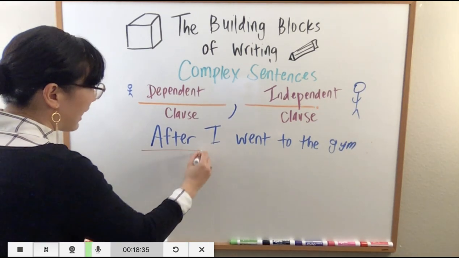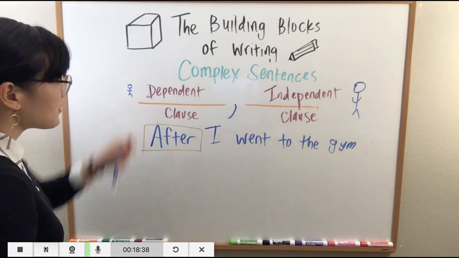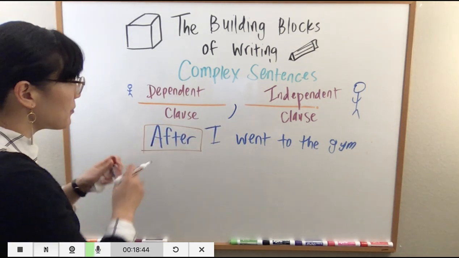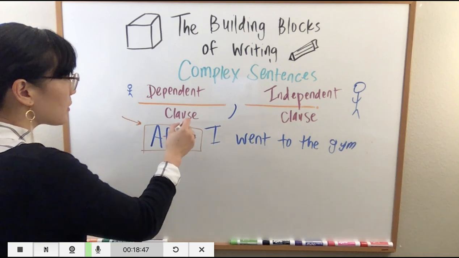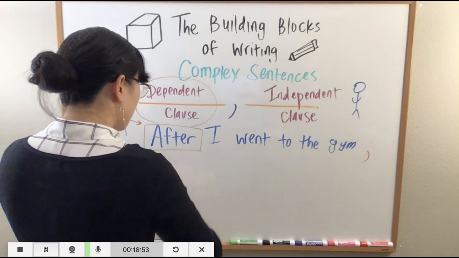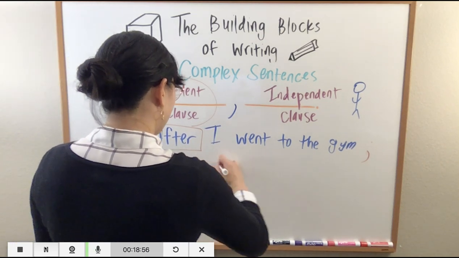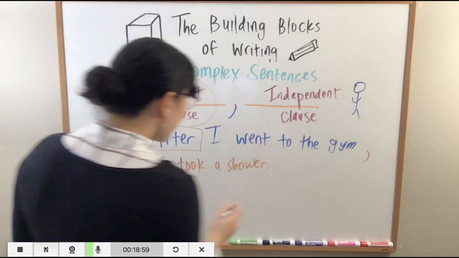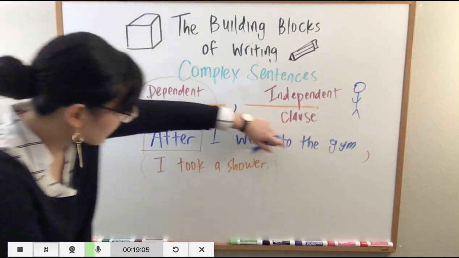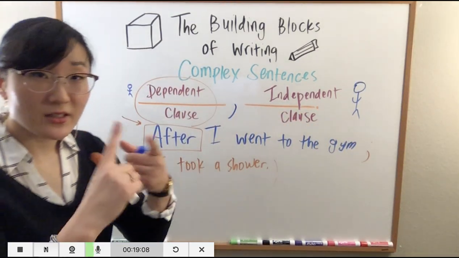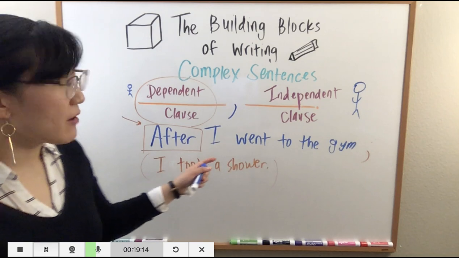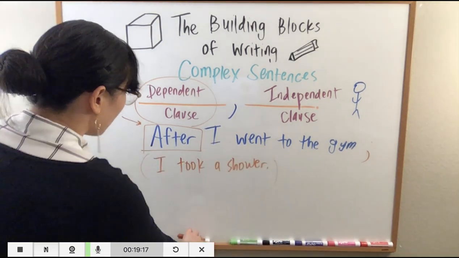After I went to the gym, this is going to be my dependent clause because this is my signal word. If I have after before, this is going to become a dependent clause. If I said I went to the gym, that's fine. That's a simple sentence by itself. But because I add this word after, now it's going to become a dependent clause. So after I went to the gym, comma, I took a shower. Right? This, I took a shower, this can be an independent clause. If I want, I can erase all of this and I can just say I took a shower. But the fact that there's a relationship between the two, after I went to the gym, I took a shower. After I read the book, I watched the movie, for example, right?